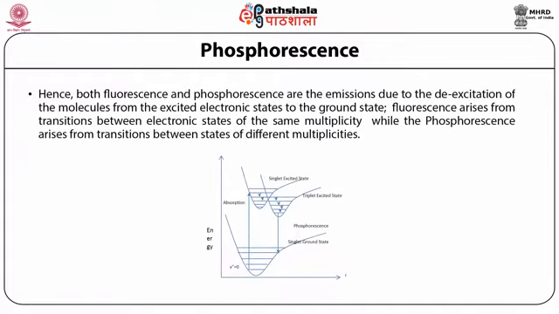Hence, both fluorescence and phosphorescence are the emissions due to the de-excitation of the molecules from the excited electronic states to the ground state. Fluorescence arises from transitions between electronic states of the same multiplicity, while phosphorescence arises from transitions between states of different multiplicities, as the figure shows the singlet excited states and the triplet excited states. So, there is a crossing from singlet to triplet and then triplet to the singlet ground state level.